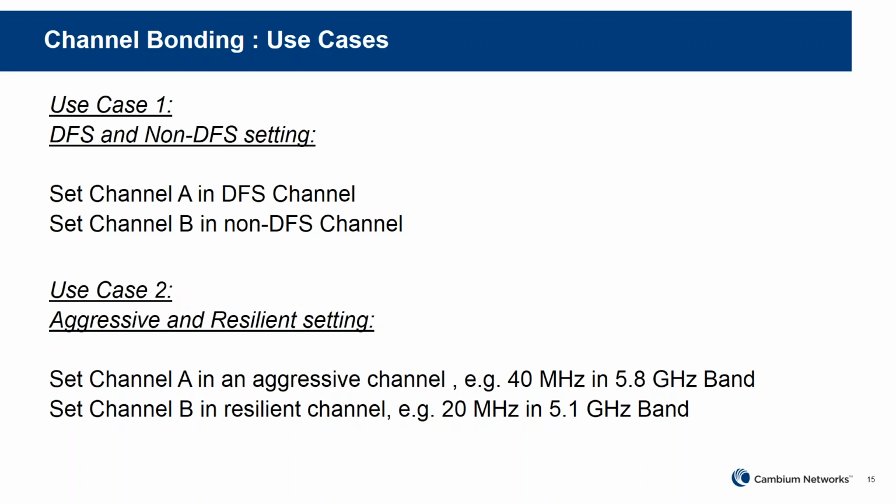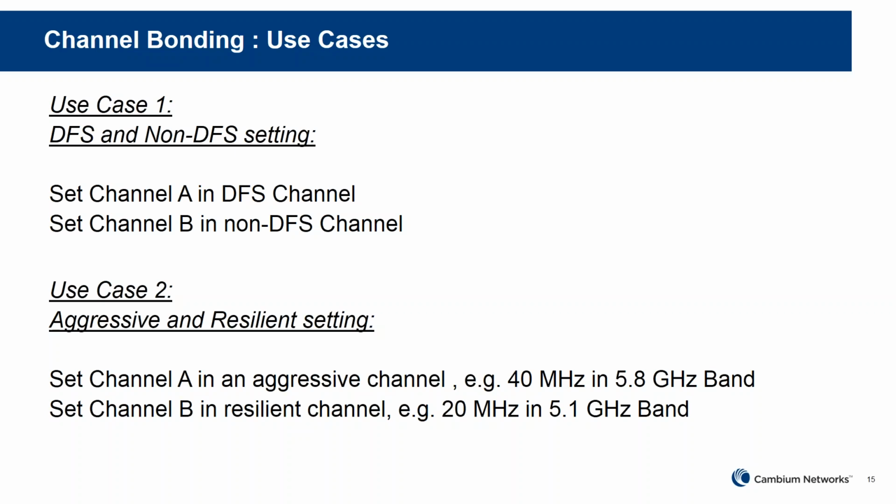We have thought of two use cases to give you an example of how you can start using it in different scenarios. For example, let's say you set channel A as DFS and channel B as non-DFS. What this means is your channel A is set somewhere in the 5.4 band, and let's say channel B is set in the 5.8 band. Let's say both of them are 20 meg, 40 meg each.